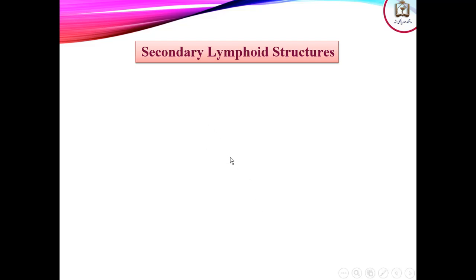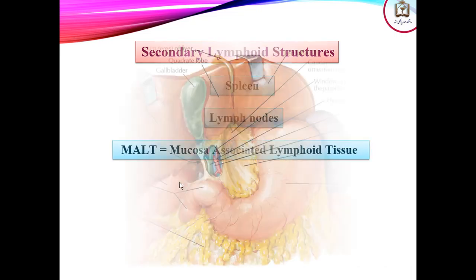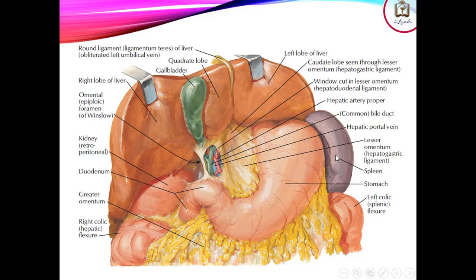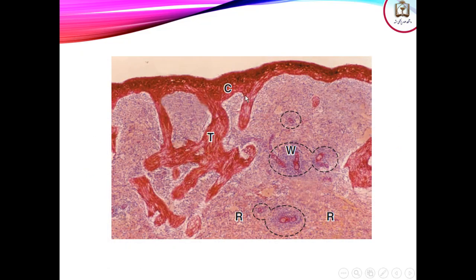The secondary lymphoid structures, as I said, are spleen, lymph nodes, and mucosa-associated lymphoid tissue or MALT. Here is the spleen, a large structure located in the left upper quadrant in the abdominal cavity next to the stomach. Like the thymus, the spleen is covered by the capsule. Here we've got a small part of the spleen, and here you can see the capsule, a dense connective tissue.